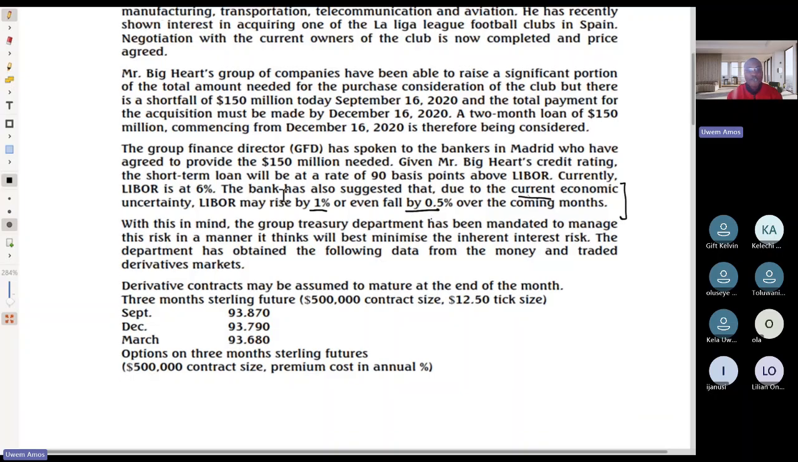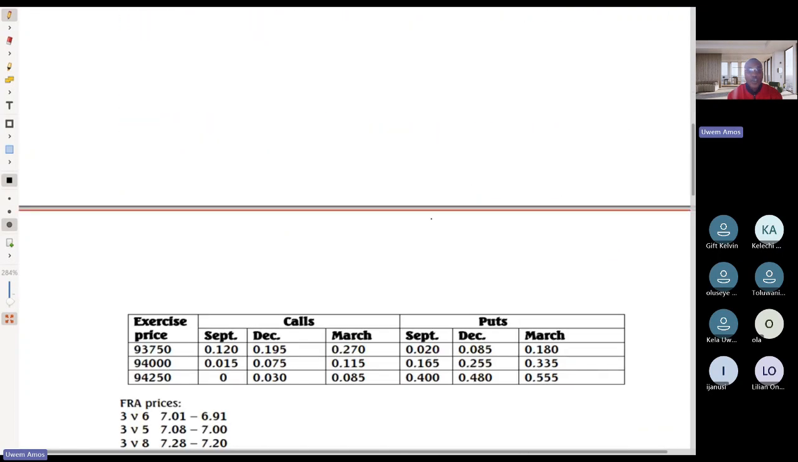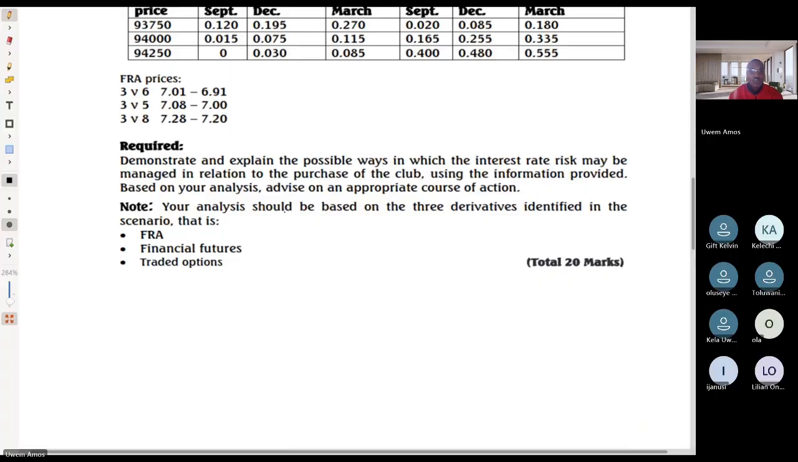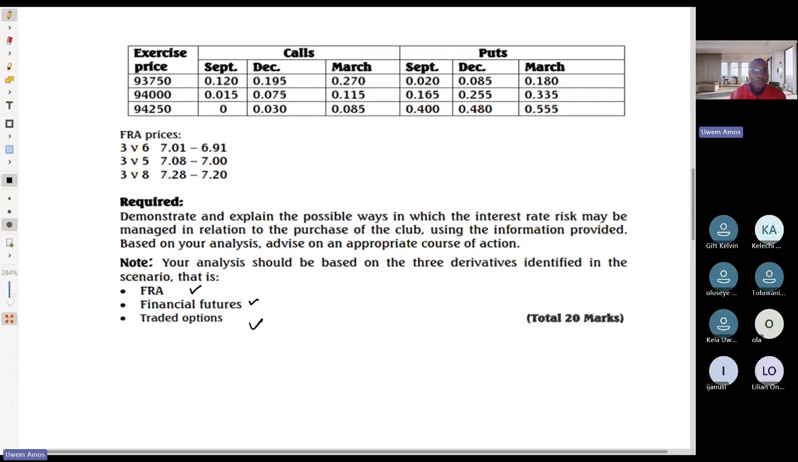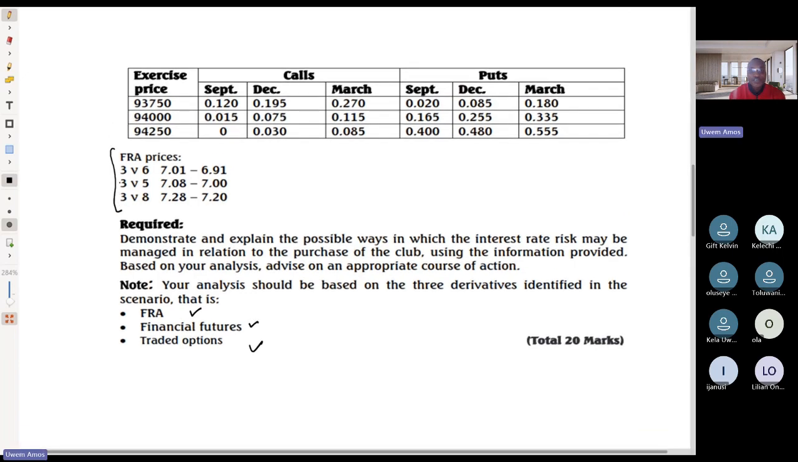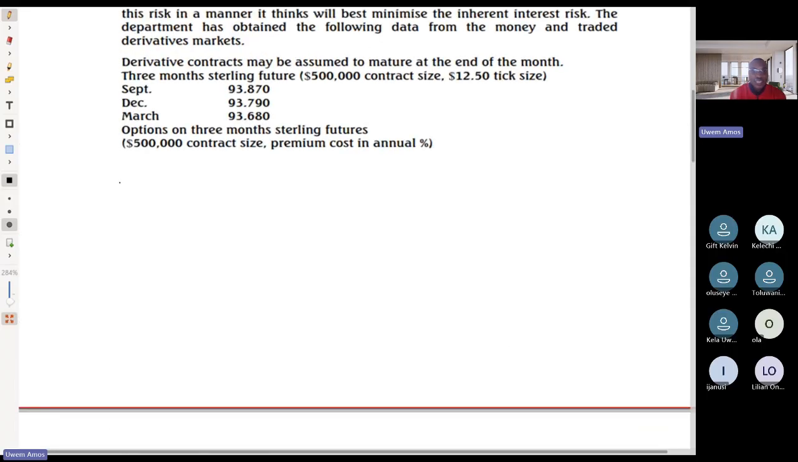So let's begin with the first one, which is our FRA, forward rate agreement. Now, whenever you have questions like this, pay attention to how the question is structured. You would see that this part speaks a lot about FRA. So much of our attention will be there. You notice that this part is on options. You'd also notice that this is on futures.